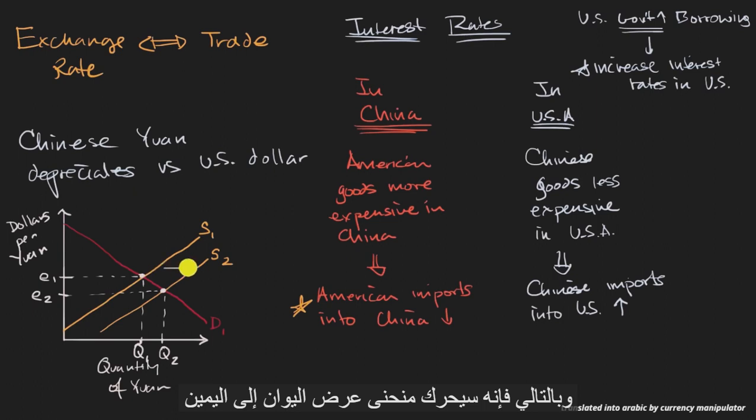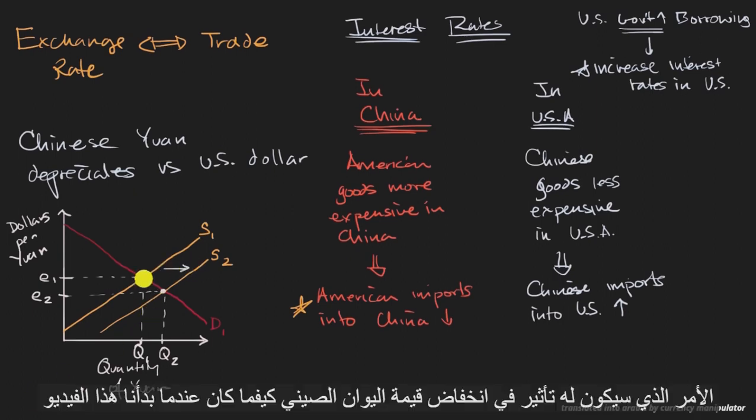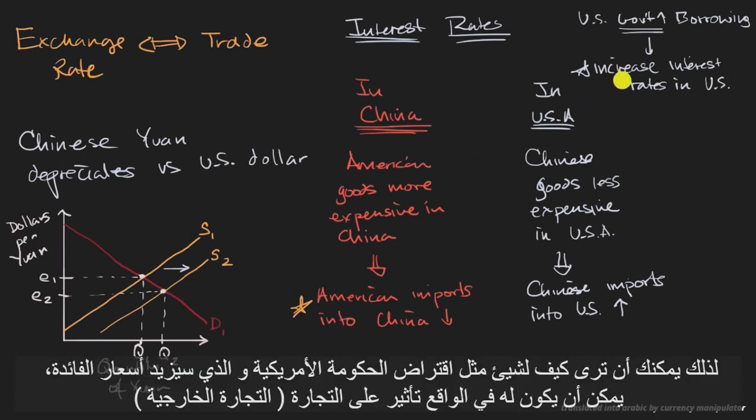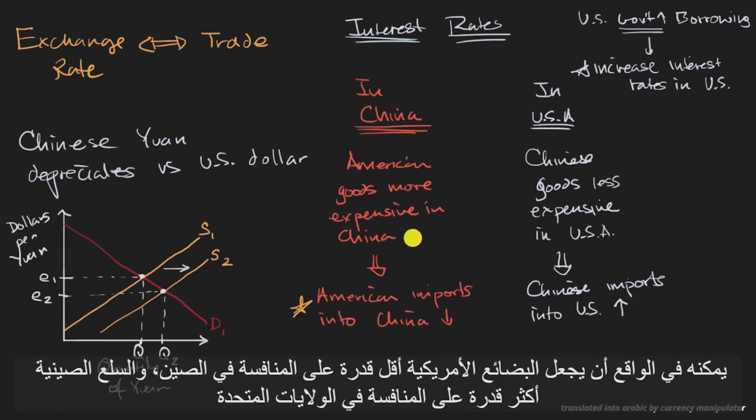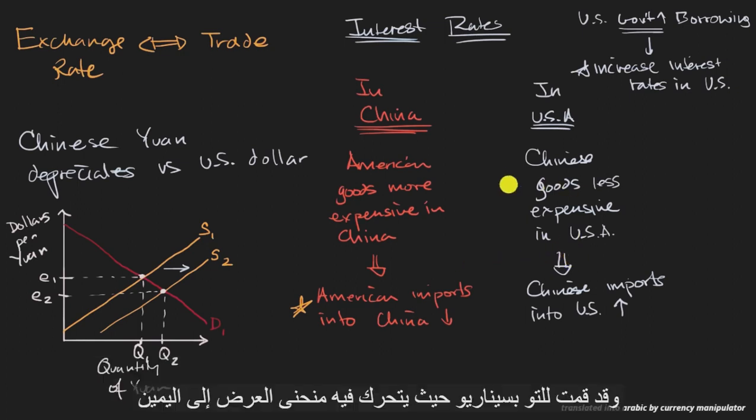So it would shift the supply of yuan to the right, which would have the impact of depreciating the Chinese yuan, which is where we started this video. And so you could see something like the US government borrowing, which increases interest rates, can actually have an impact on trade. It could actually make American goods less competitive in China and Chinese goods more competitive in the United States. And I just did a scenario where the supply curve shifts to the right.